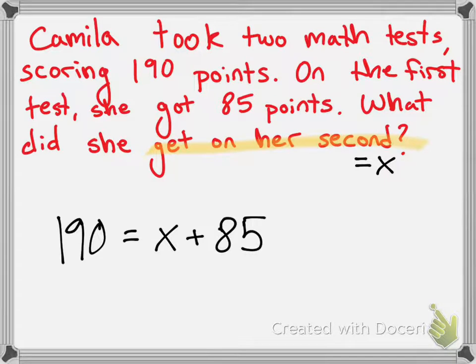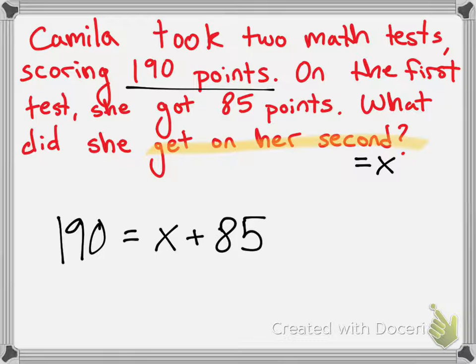Perfect! If you had any sort of thing that looked like that, 85 plus x equals 190, any sort of thing that had those same numbers in that, that's our exact equation. So, she took the 2 tests and got that total of 190 points. On the first test, she got 85 points, so we know one of them she got 85. She took 2 tests, so we're adding the scores together, and we don't know what she got on her second one. So then, Jack, how do I go about solving this?